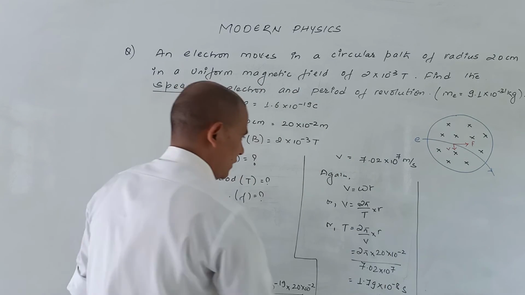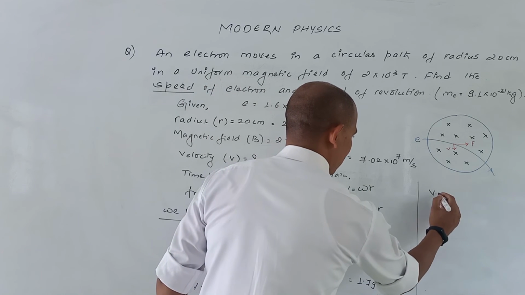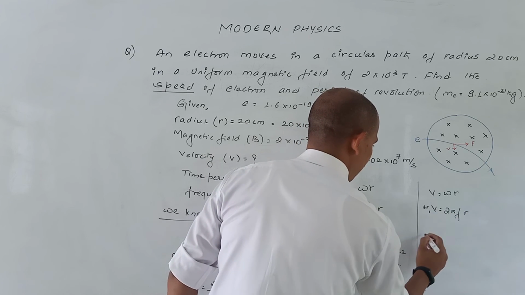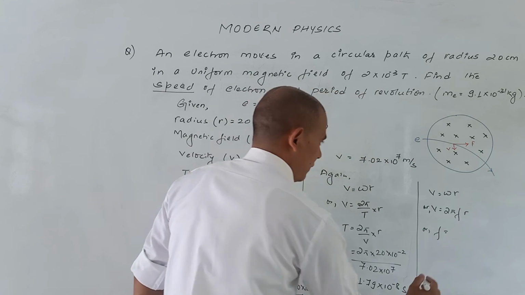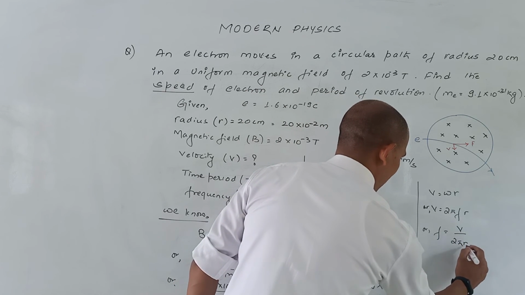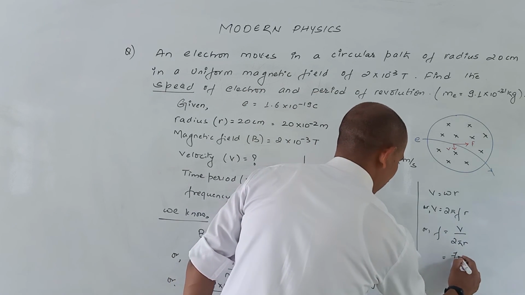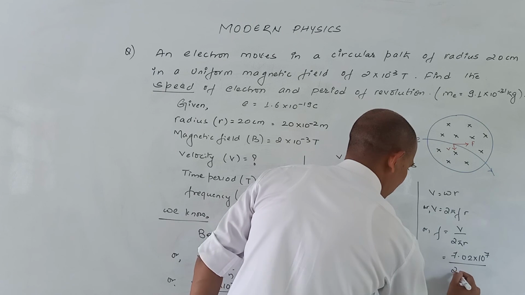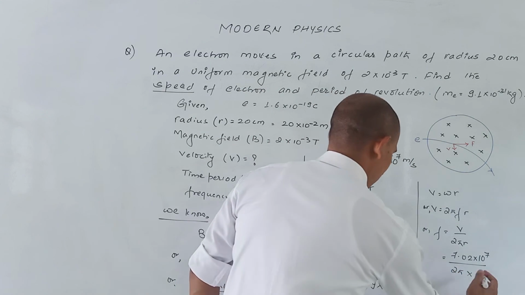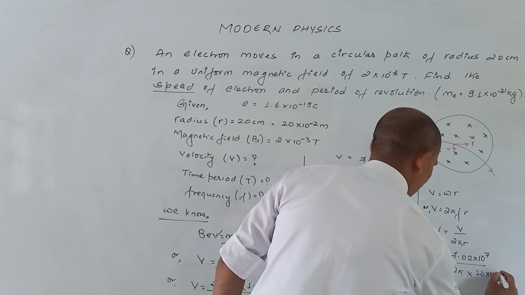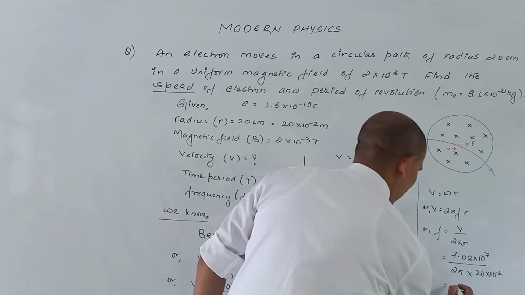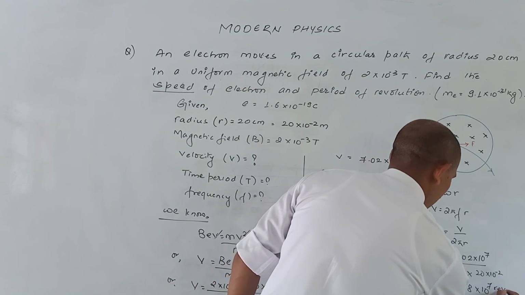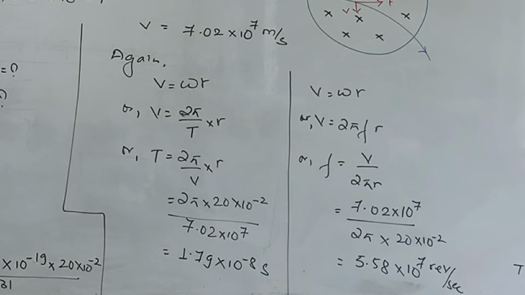We can also calculate the frequency using the same formula, velocity equals omega r, or V = 2πfr. So our frequency will be f = V/2πr. That will be velocity 7.02 × 10^7 divided by 2π times the radius, 20 × 10^-2. So our answer is 5.58 × 10^7 revolutions per second.